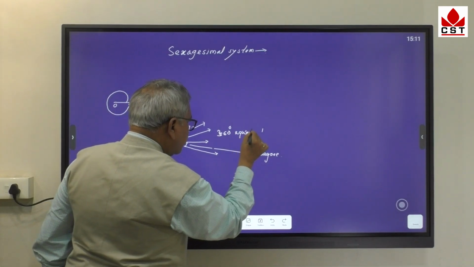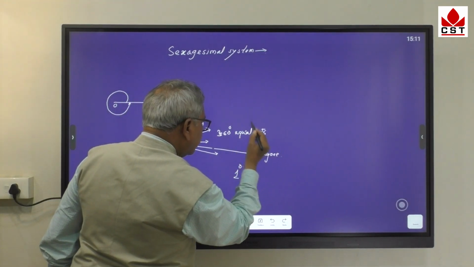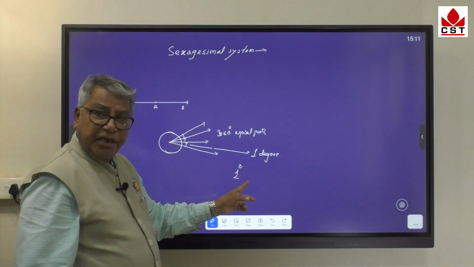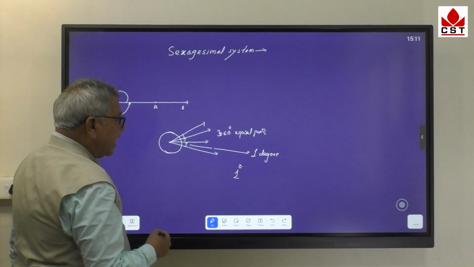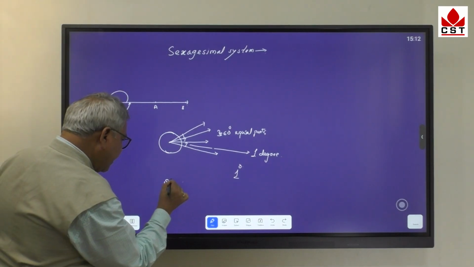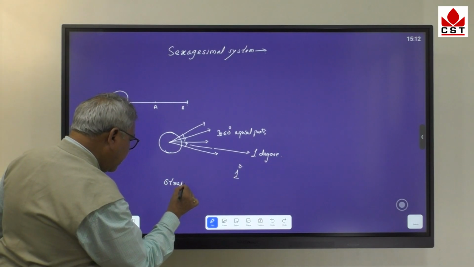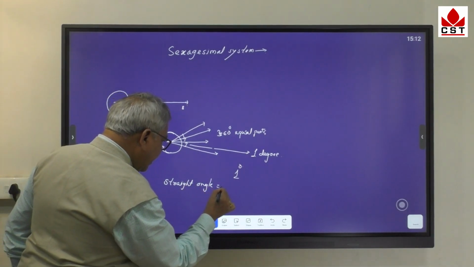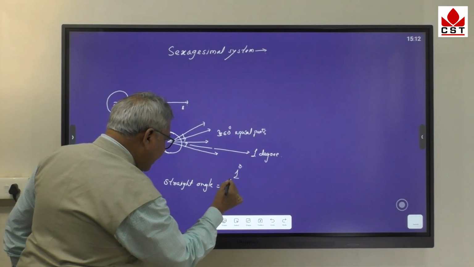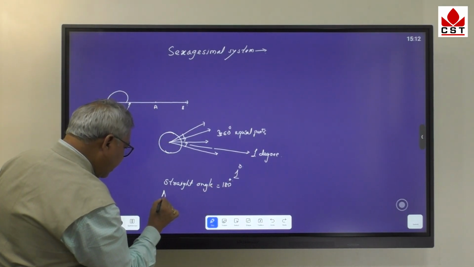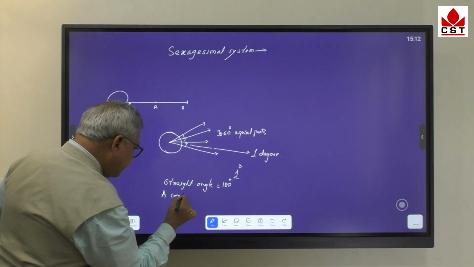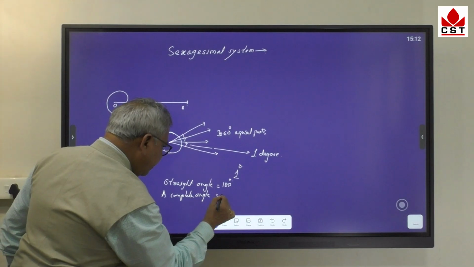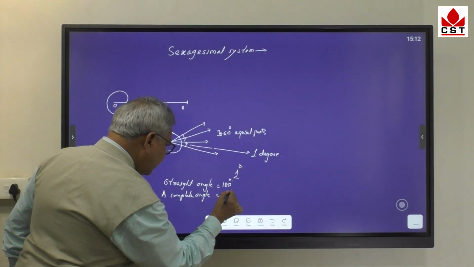Equal parts. Each part is called 1 degree, denoted like this. So in that case, what happens? A straight angle is equal to 180 degree, and a complete angle is equal to 360 degree.